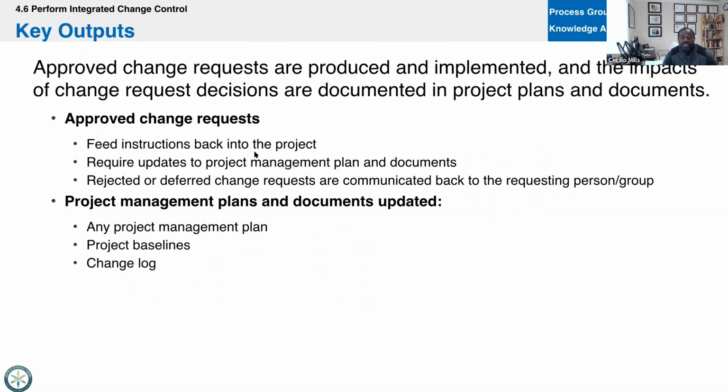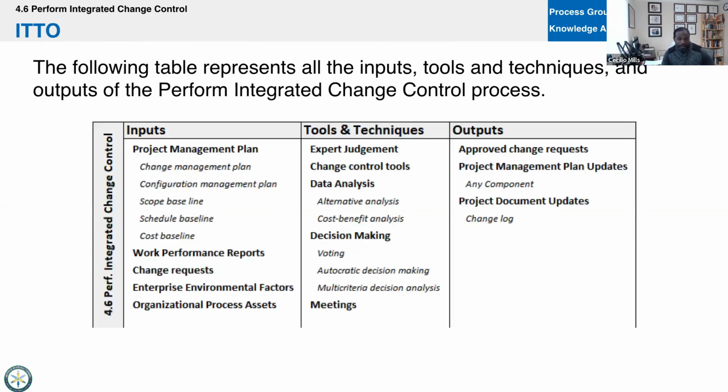And feed instructions back into the project. Let me go back a slide. This approved change request. If you remember when we did direct and manage project work, there is an input to that process, very beginning of execution, called approved change request. So that's the idea here. I'll show you a picture that gives you the flow of deliverables throughout the lifecycle of a project and how approved change requests become an input right at the end of this process.